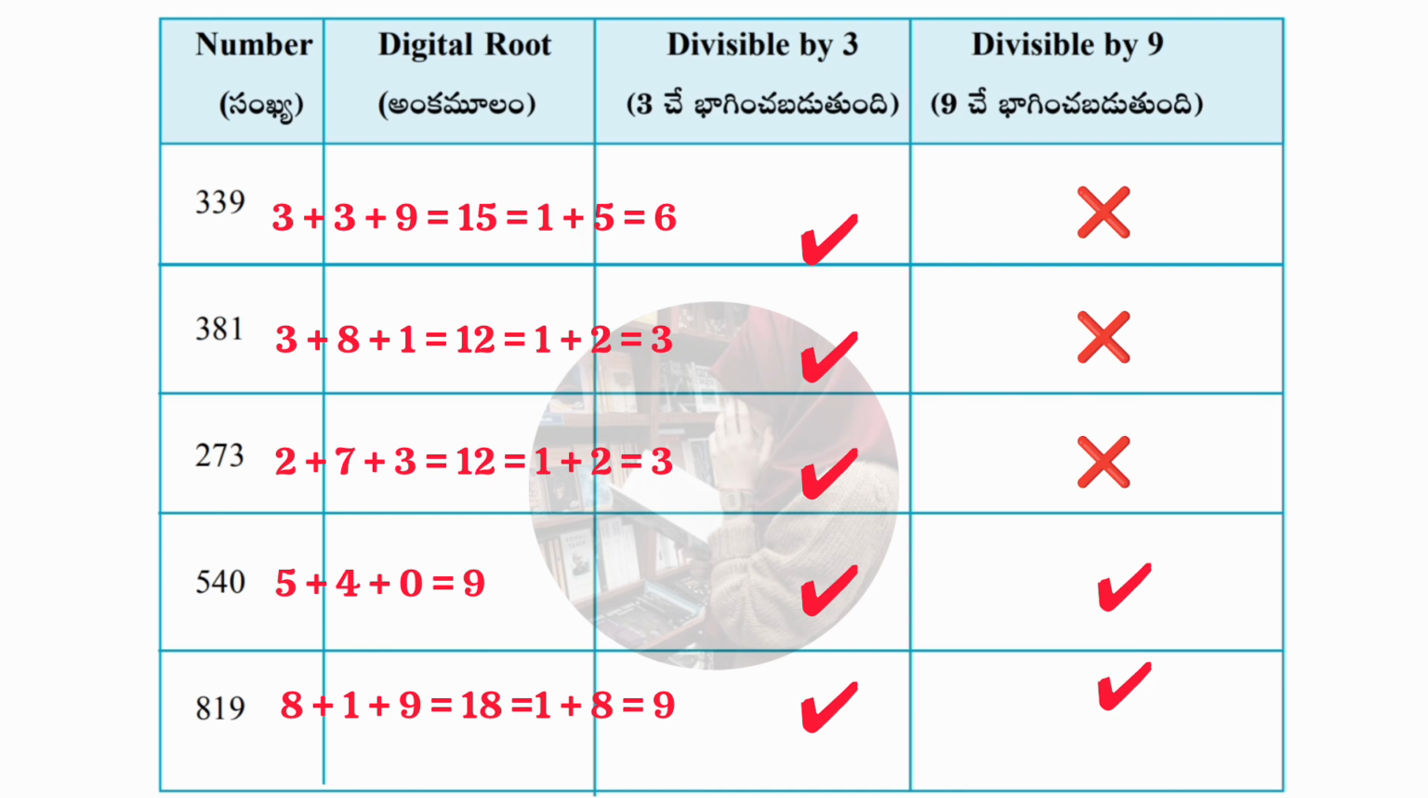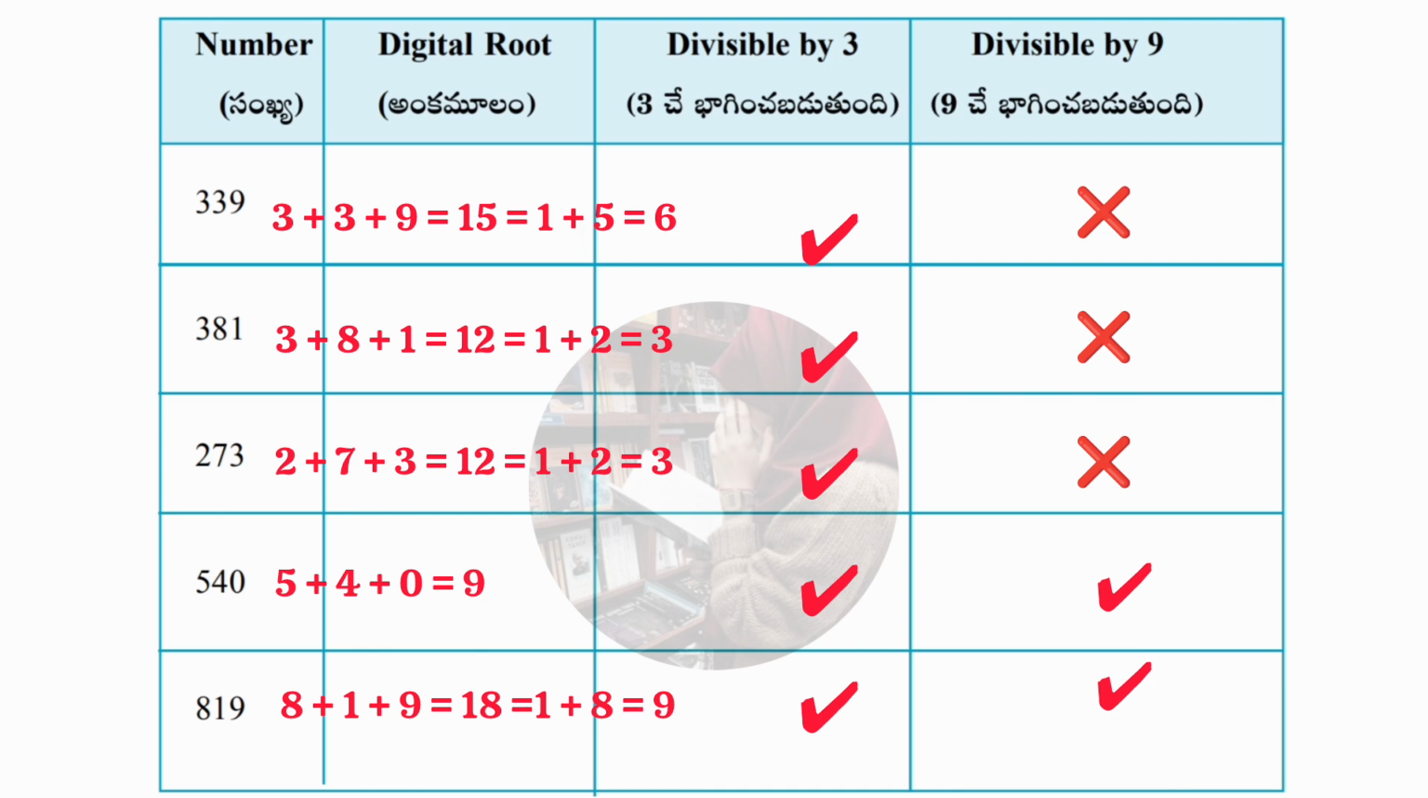Next last number is 819. So 8 plus 1 plus 9 is 18. So 1 plus 8 is 9. So again we get 9 as the answer. So that's why this is divisible by both the numbers, which is divisible by 3 and divisible by 9. That's why put tick mark.